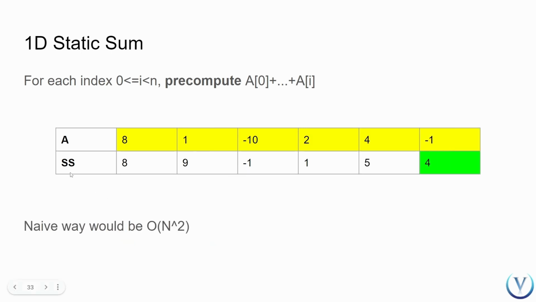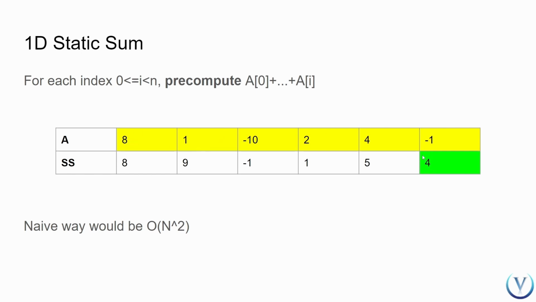So how long would it take to compute this static sum array? The naive approach would be that for each index in the static sum array, we have a for loop that loops through all these yellow elements to sum it up. That will incur a total of O(n squared) time because there are n elements in the static sum array, and for each one of them, we incur O(n) time to compute that value in the static sum array.